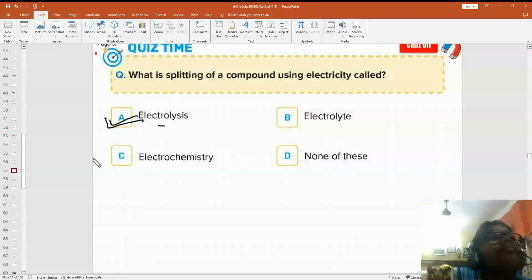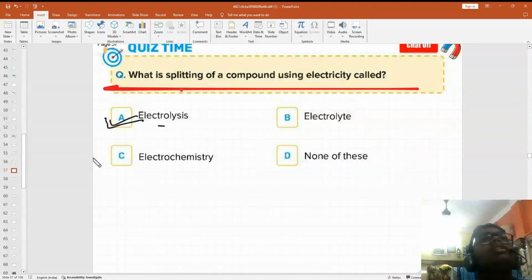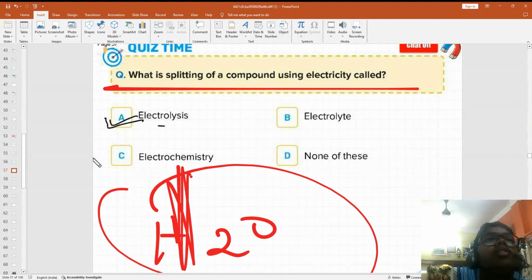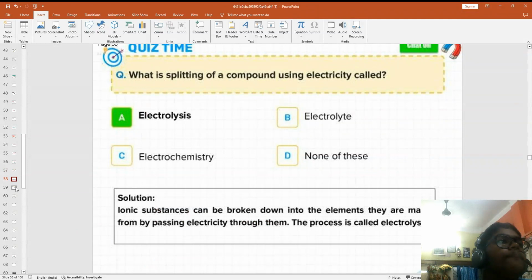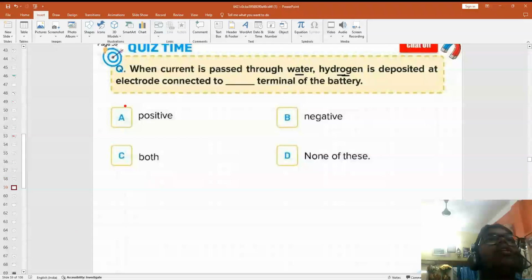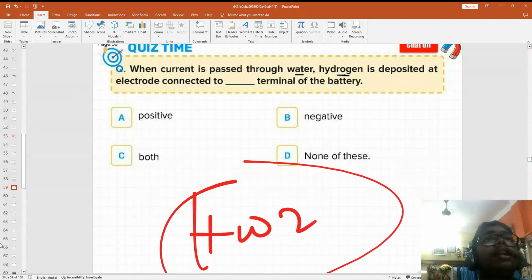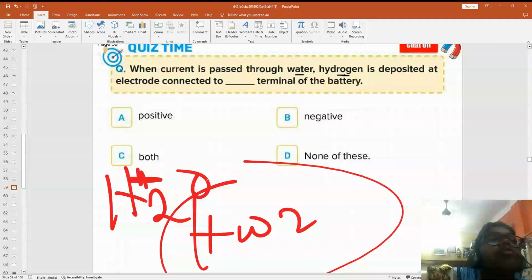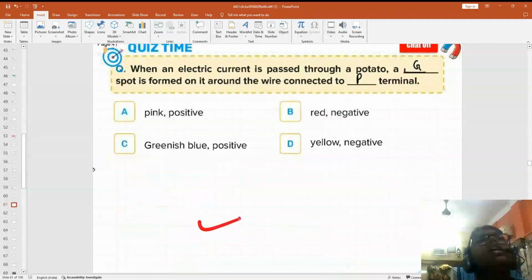Last quiz of today. What is the splitting of a compound? Splitting of a compound using electricity is called electrolysis. Very good. This is your homework. When current is passed through water, hydrogen is deposited at the electrode connected to which terminal? Hydrogen is positive, so it will be going to the negative, yes.